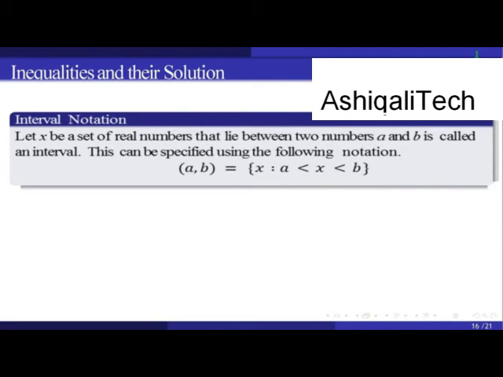Dear students, now we define interval notation. Let x be the set of real numbers that lie between two numbers a and b, and it is called an interval. This can be specified using the following notation. We write a comma b and put the parenthesis. This is called the open interval a to b. And this is by definition equal to x, such that x is greater than a and x is less than b.